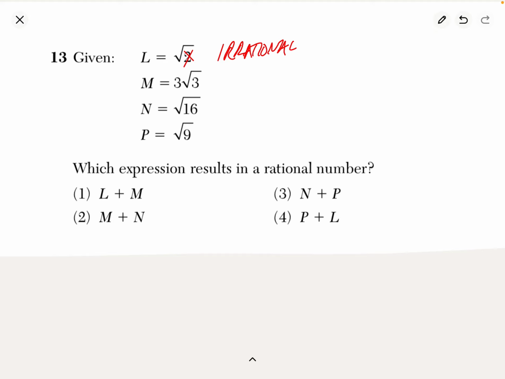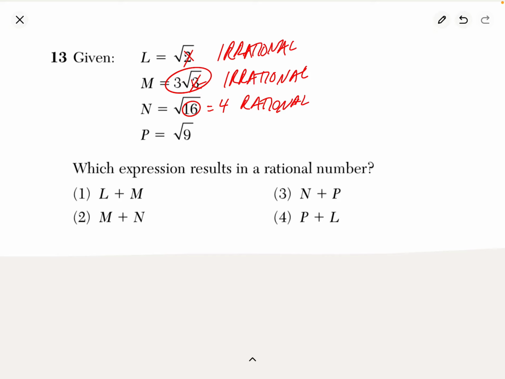M equals 3 times the square root of 3. Is 3 a perfect square? No. So this entire thing is going to be irrational. Okay, and then I look at N. N equals the square root of 16. Is 16 a perfect square? Yes, it is. So the square root of 16 is equal to an integer, which is a rational number. So this is going to be rational.